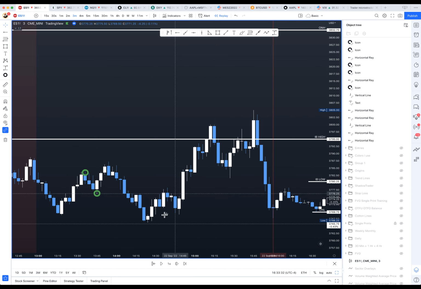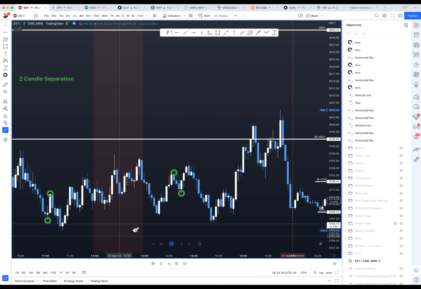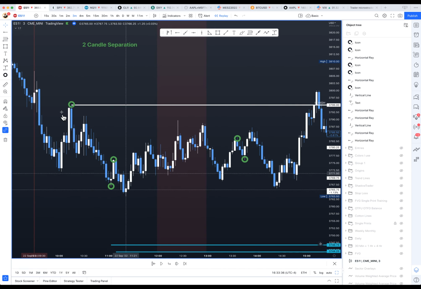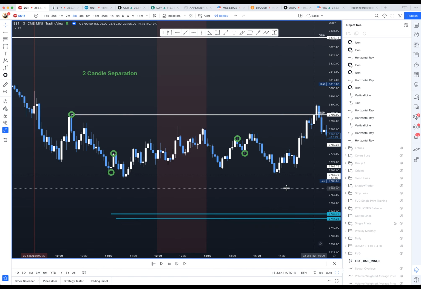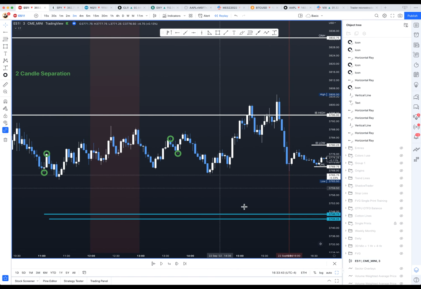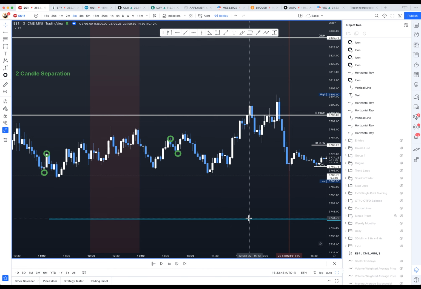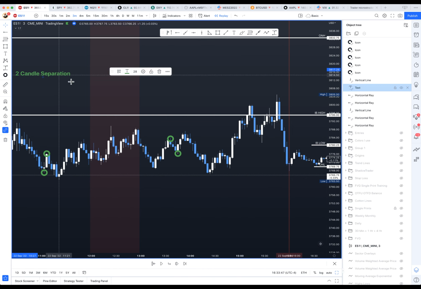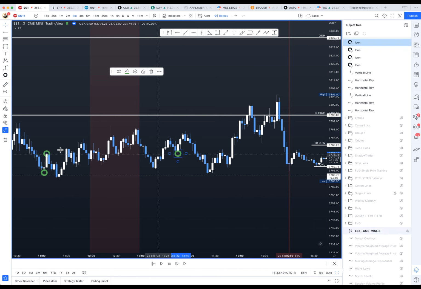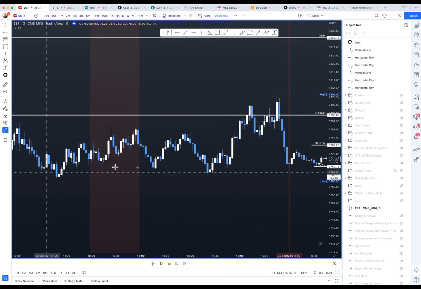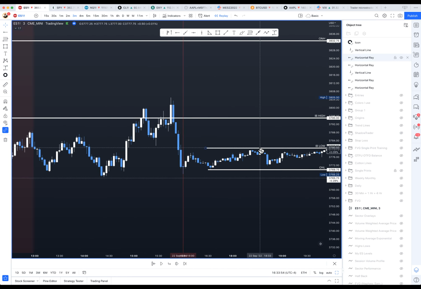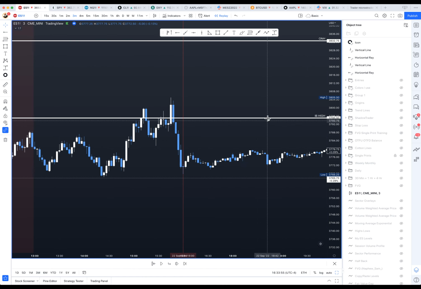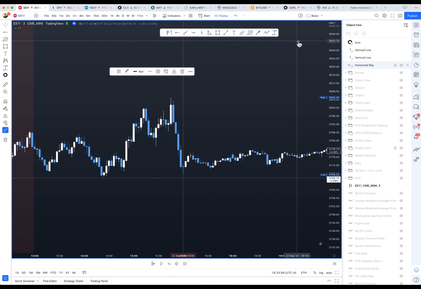So even in chop day, let's look at it. Chop day, 1, 2, 3, 4, 5 profitable trades. You had no losers. And you played all of that really well. 2 candle separation is really key, in my opinion, to keep you from hurting yourself in chop. I'm going to delete all of these. Very nice. That was a good trade review.